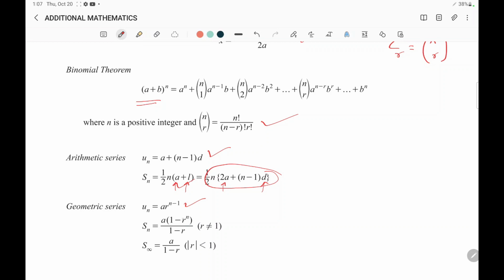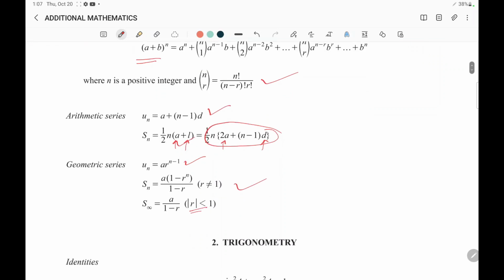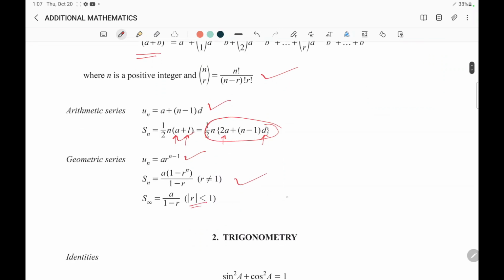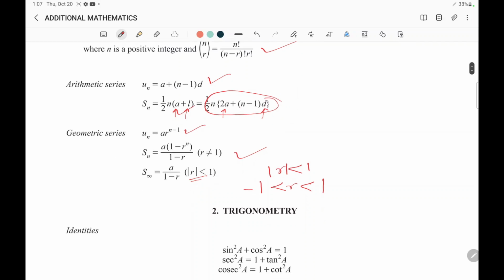Sn is a times 1 minus r to the power n over 1 minus r. Make sure r should not be 1 here. And this is the sum up to infinite terms of a geometric series, where the common ratio mod r is less than 1. Let us understand that. Mod r less than 1 means r lies between minus 1 and 1. So if the common ratio lies between minus 1 and 1, only then can we find S infinity, or apply this formula.